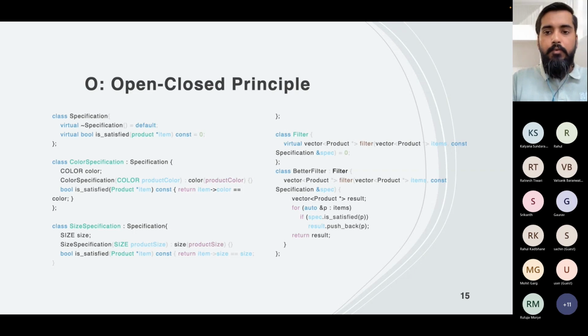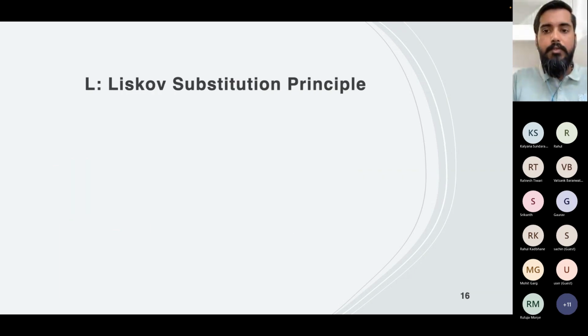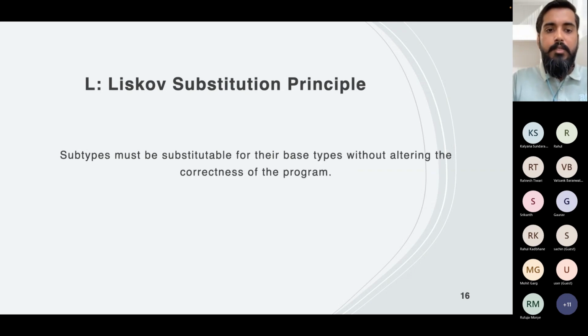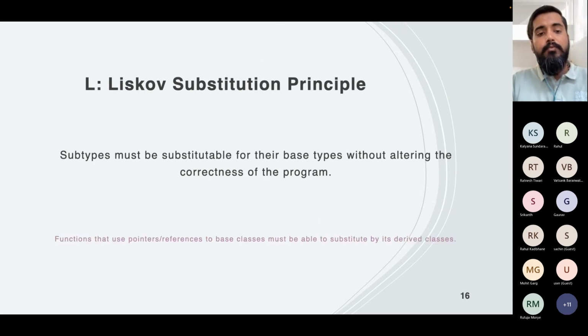From this, we'll move to the next one, the Liskov substitution principle. What it says is subtypes must be substitutable for their base types without altering the correctness of the program. Functions that use pointers or references to base classes must be able to be substituted by derived classes. What it means is we'll see one example next, and then we'll observe how it works.